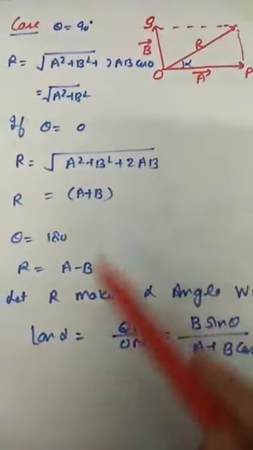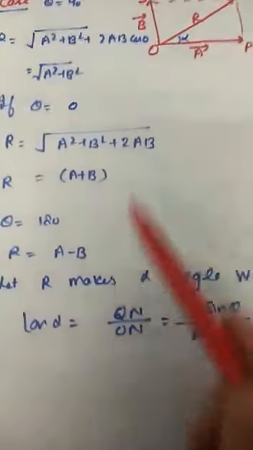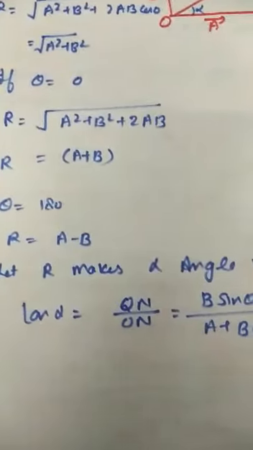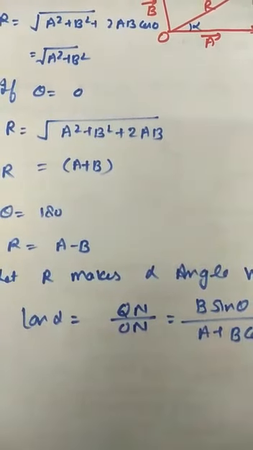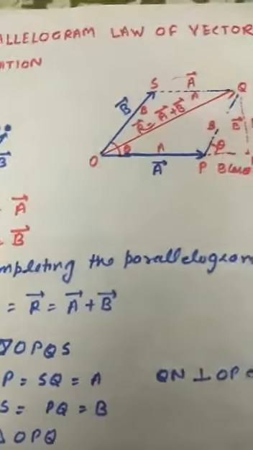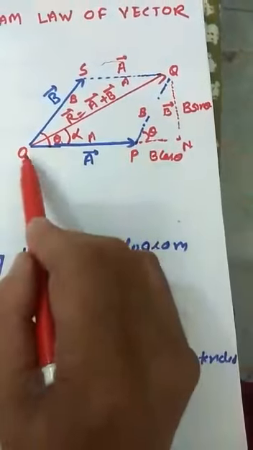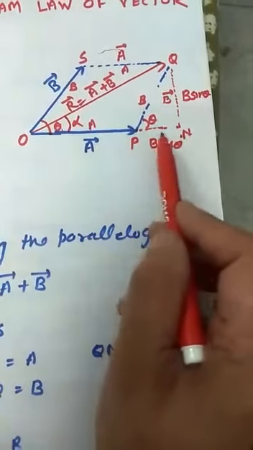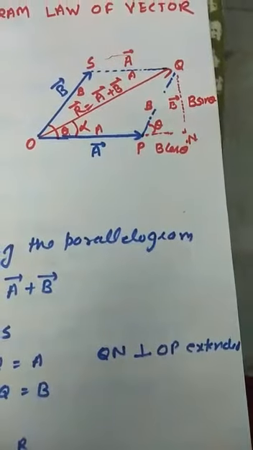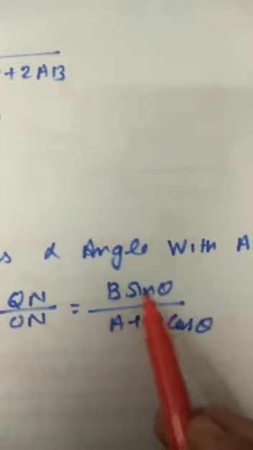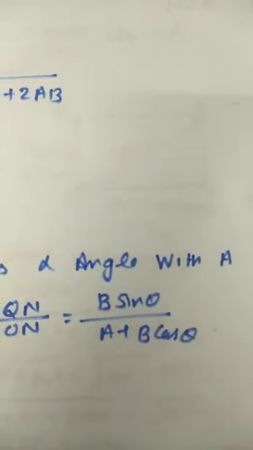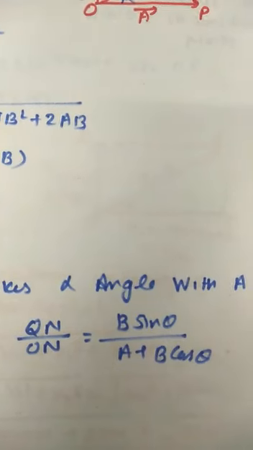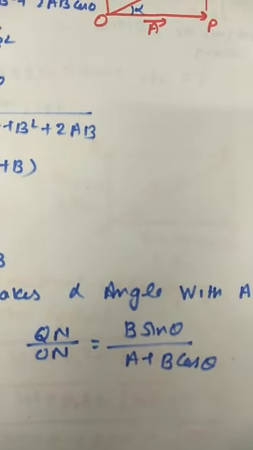In this way we can find the angle of the resultant with A. Tan alpha is equal to QN upon ON. QN is B sin theta and ON is A plus B cos theta. So tan alpha is equal to B sin theta upon A plus B cos theta. Whatever the angle is, we can put the value of theta and find the angle of the resultant with vector A.